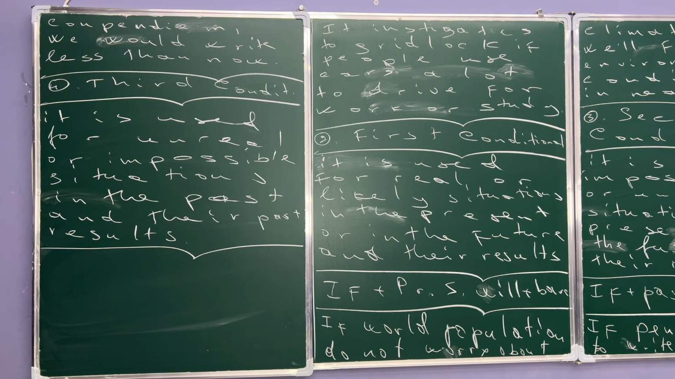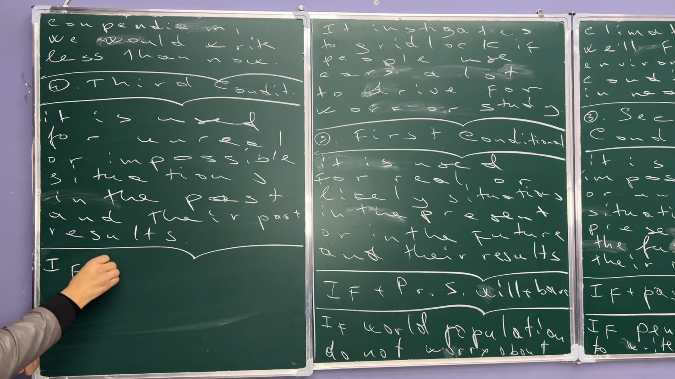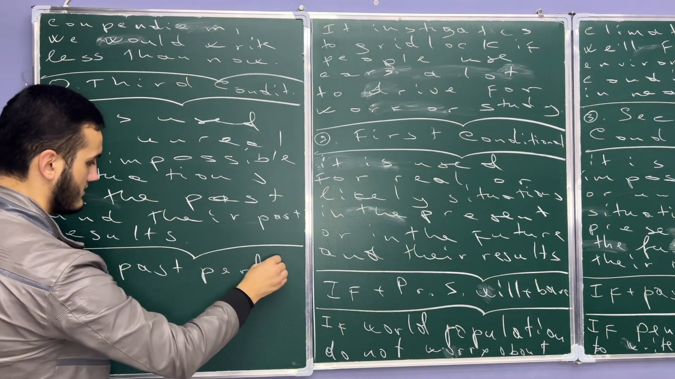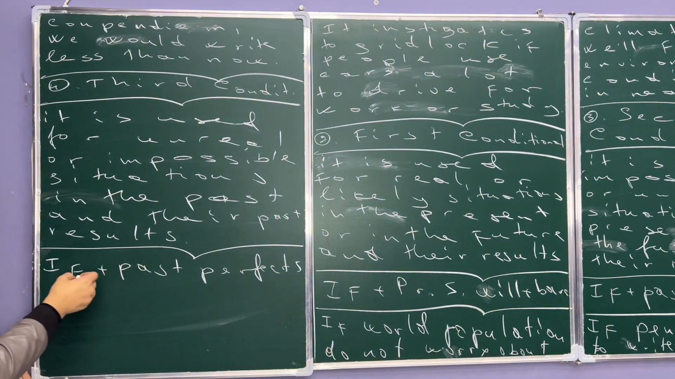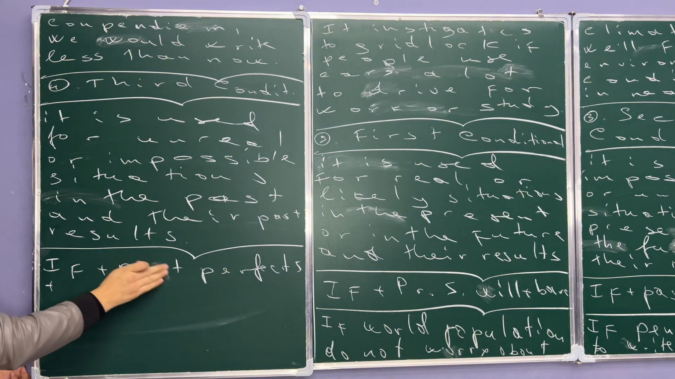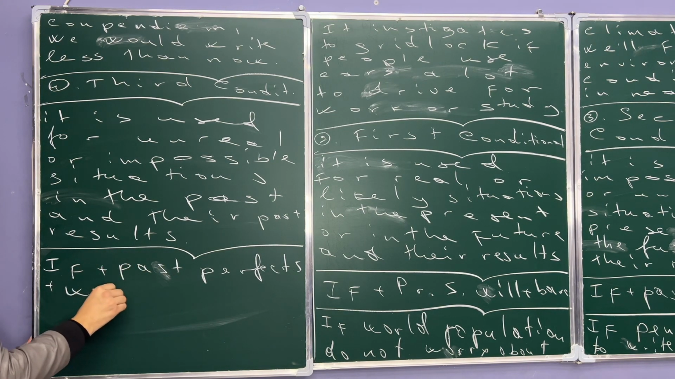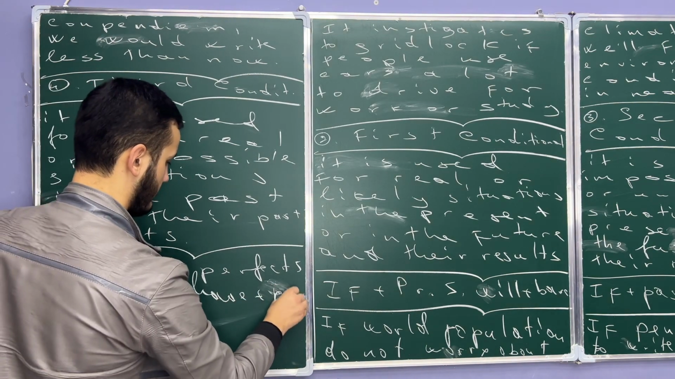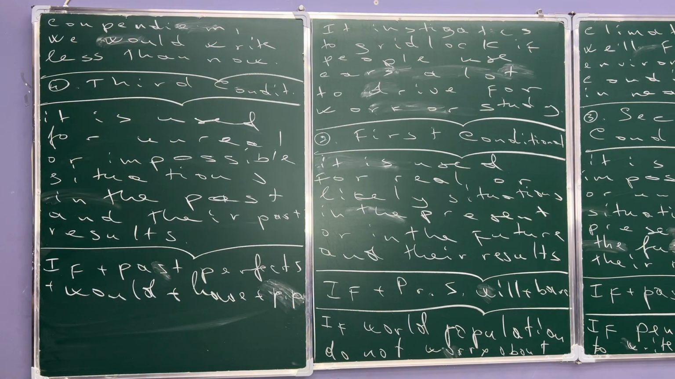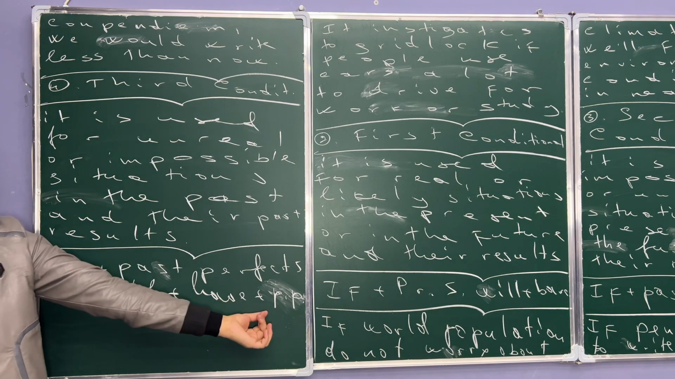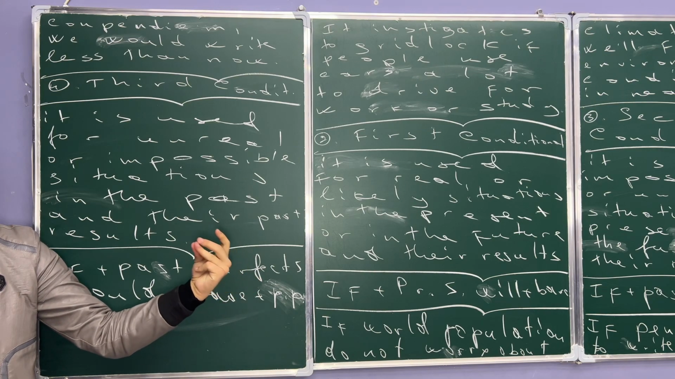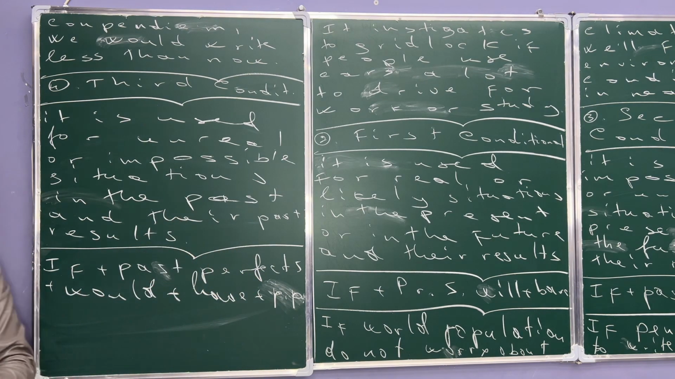The structure is made like: if plus past perfect simple, plus would have, and pp, the third form of the verb, or the past participle.